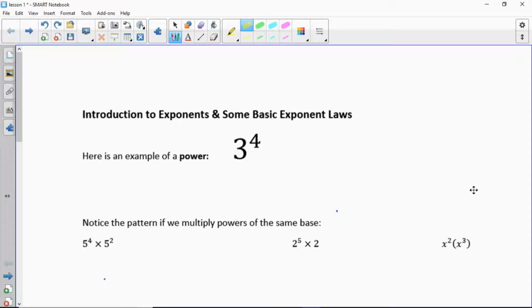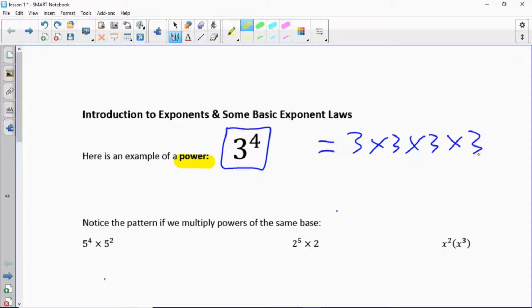So like I said, we'll start by looking at some of the basic exponent laws. And before we do that, let's make sure that we're okay with some terms. The term power refers to this entire expression, 3 to the power of 4, which of course is a shortcut for 3 times 3 times 3 times 3, which is also 81. So 3 to the power of 4, a power has a base, in this case, the base is 3, and it also has an exponent. In this case, the exponent is 4.